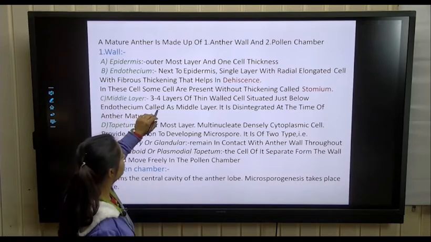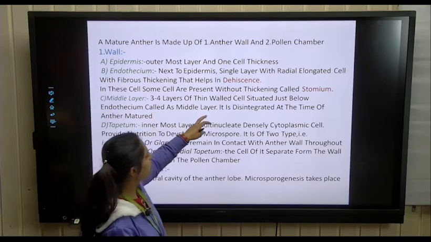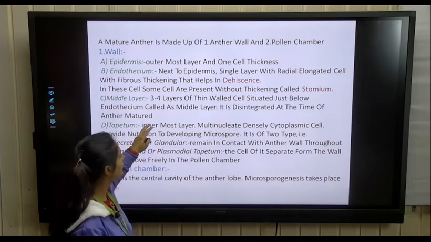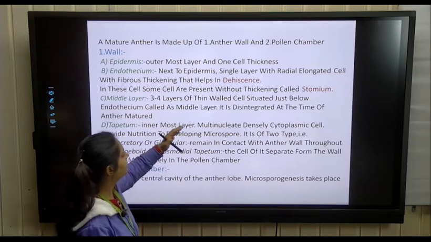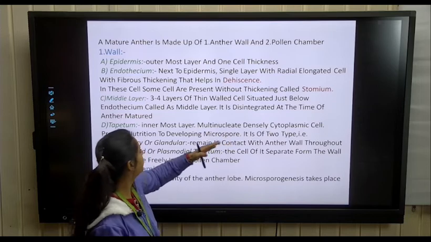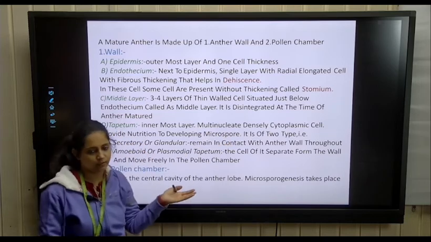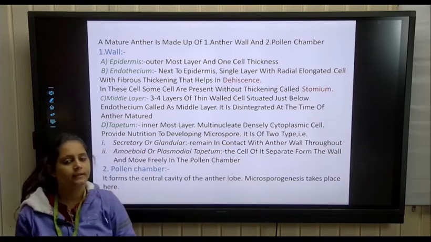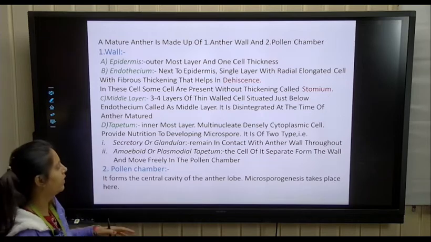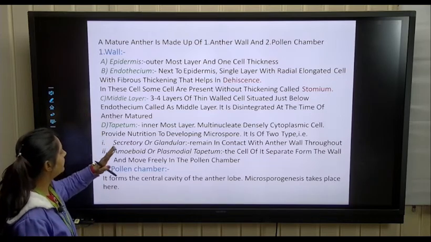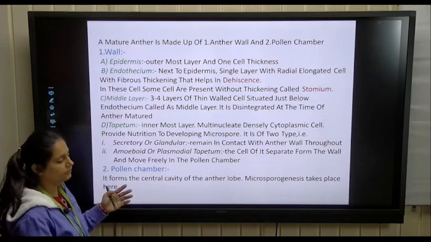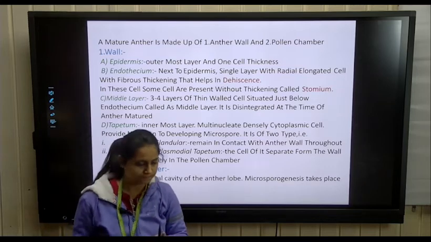The middle layer is 3 to 4 layers, a thin walled structure situated just below the endothecium, and it disintegrates at the time of anther maturity. When the anther matures, this layer disintegrates, meaning we will not be able to see this layer. We will be able to see this layer while the anther is young.